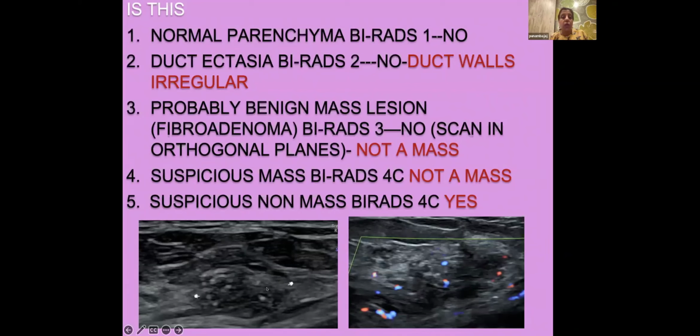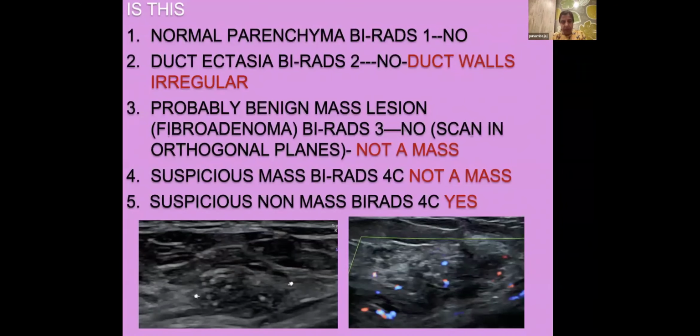With only one view, you would have probably called it a mass, even though even this does not have a shape and it doesn't have circumscribed margins. Can you see any margins here? No, you can't see any margins. So it's not a mass, and that's why the 25% who said that it's a suspicious mass are incorrect, because there is no mass here. There is nothing with a definable shape or a definable margin. So this is what a classic non-mass looks like.